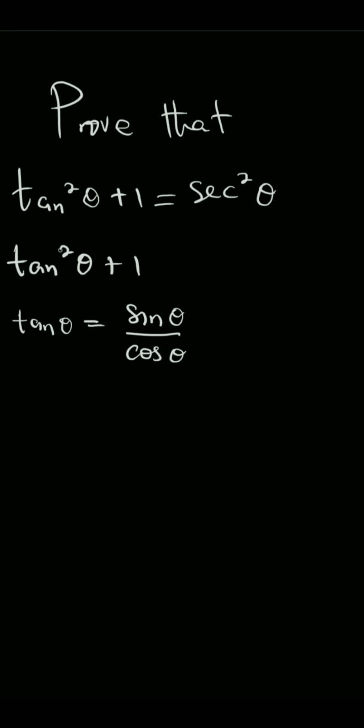Now, since what we are given is tan squared, it means that if we are to square this, we are required to square even the other side. So meaning that tan squared can also be written as sine squared over cos squared. So what we now do is substitute this for tan squared. This gives us sine squared theta over cos squared theta. Then we add a 1.